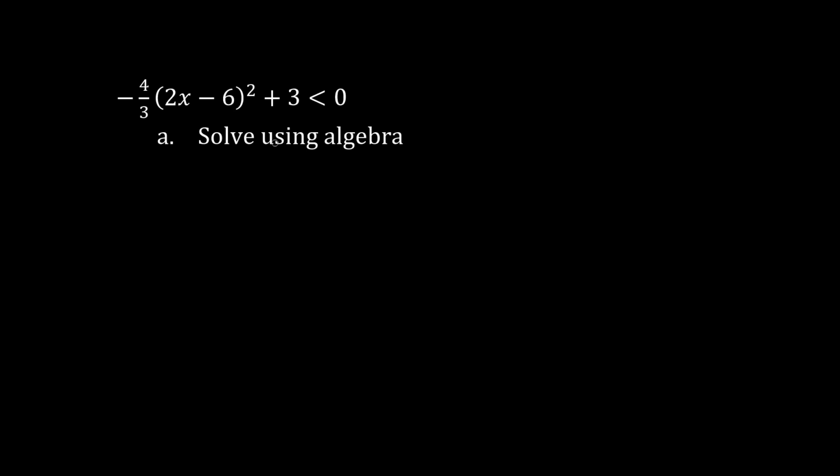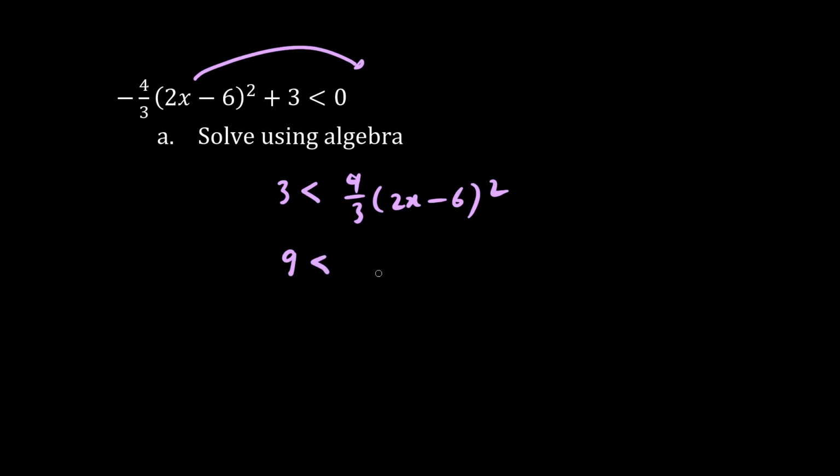Let's solve x using algebra. We notice a negative coefficient here, so let's move this entire term to the right of this inequality symbol. So we have 3 is less than positive 4/3 (2x minus 6) squared. We can multiply both sides by 3, so we get 9 is less than 4 times (2x minus 6) squared.